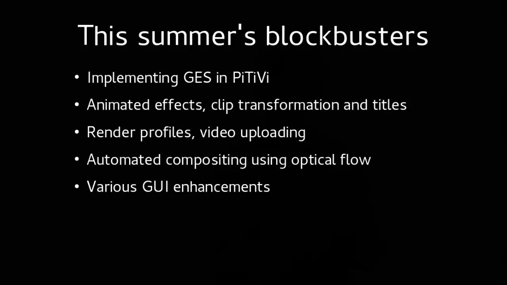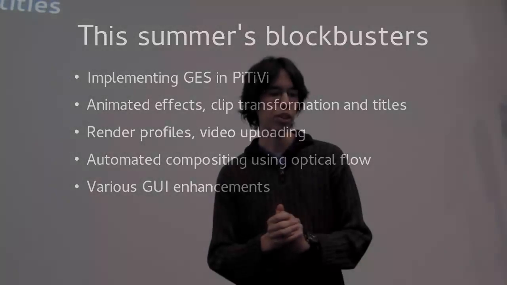Animated effects mean being able to change the properties of an effect over time. So you could say, for example, go from black to white to full color. And clip transformation is being able to easily rotate, crop, resize, pan, do stuff like that, backflips with the clips on the canvas. Titles is being able to create text onto your video instead of using Inkscape and exporting a PNG and having a ton of bugs because of that. But there's already some good work done for this, but it just needs someone to finish it.